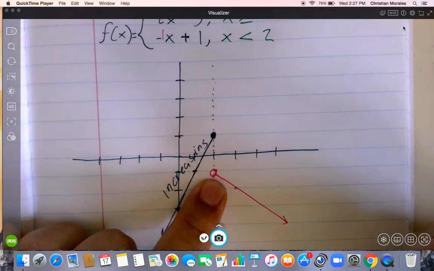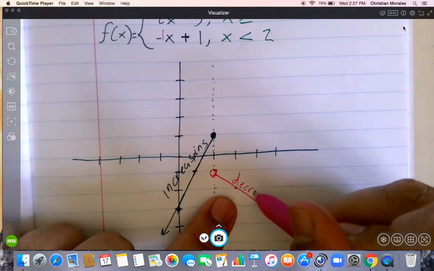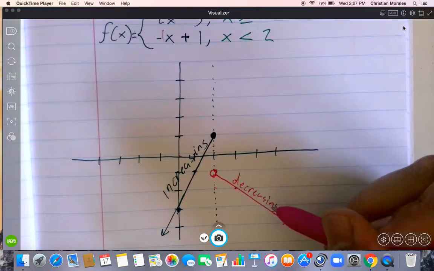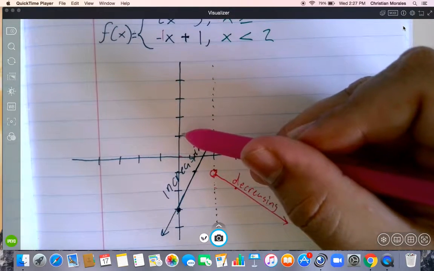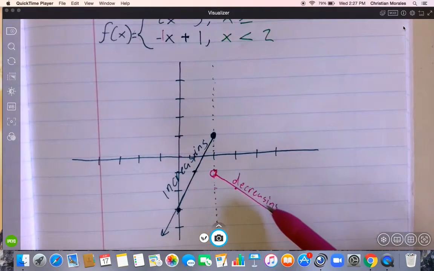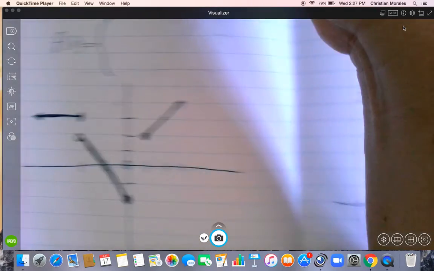This one is actually decreasing. The slope is going down 1 over 1, down 1 over 1, down 1 over 1. It doesn't matter that it started on the positive side. It doesn't matter that it's on +2. The line is decreasing. Okay, and it has nothing to do with the arrow. It has to do with the slope. All right. One more.